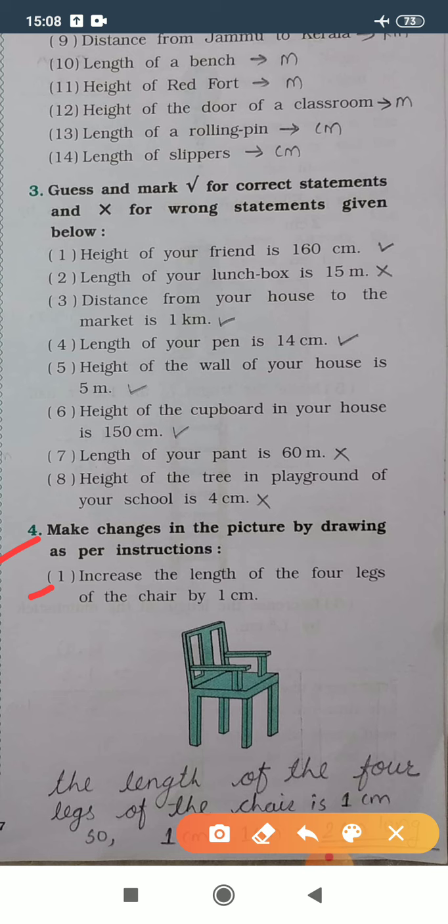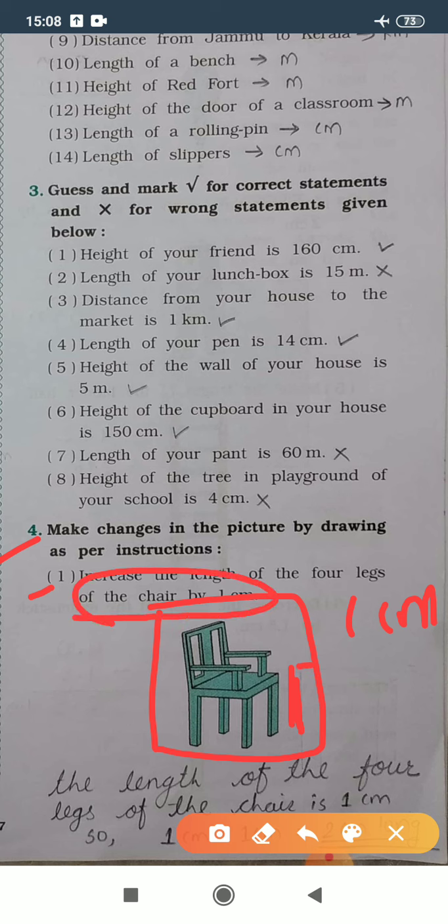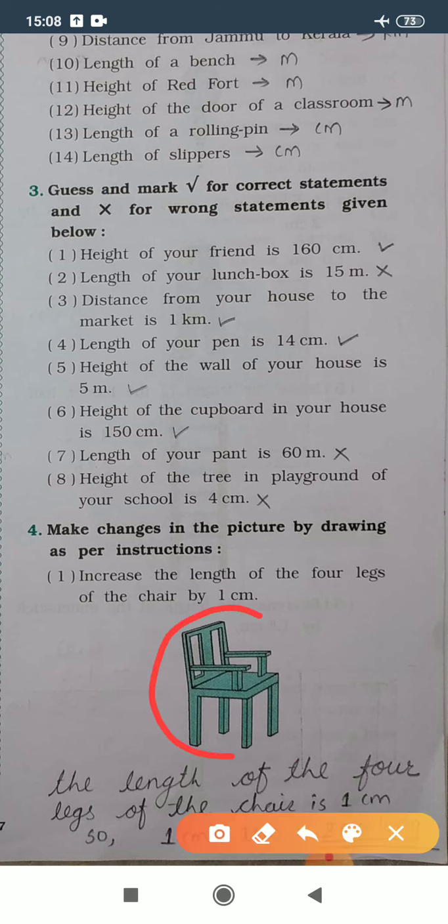So, in this diagram, the length of these 4 legs is 1 centimeter. And here we need to increase 1 centimeter. So, we need to add 1 centimeter more. So, the total is 2 centimeters. So at the time of drawing the chair's legs, you are going to draw the length of the legs 2 centimeters long.